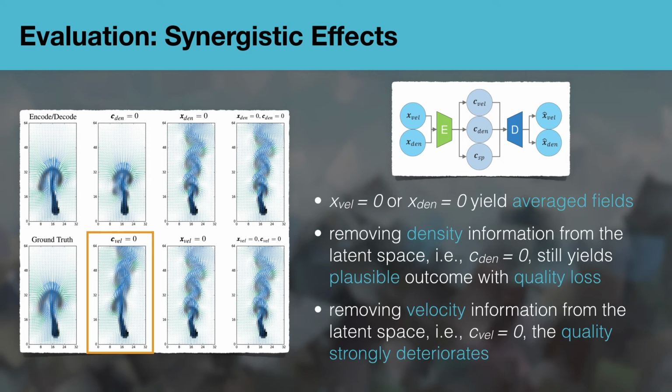While our latent space is subdivided, both encoder and decoder provide a holistic view on the encoding and decoding process. However, the encoded velocity provides a larger amount of essential information, such that the decoder is able to reconstruct both quantities even when the encoded density is set to 0.